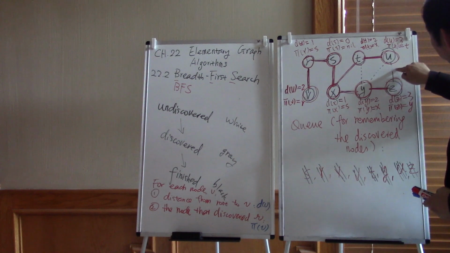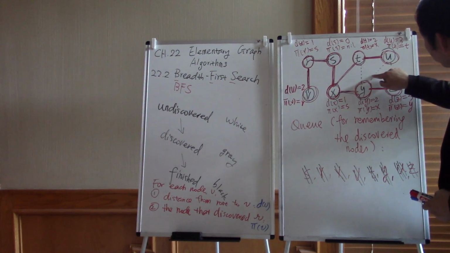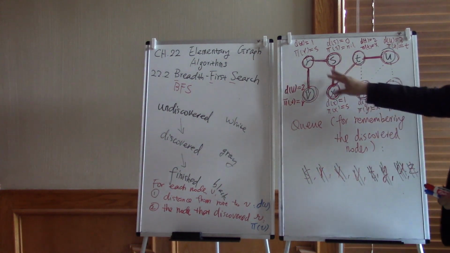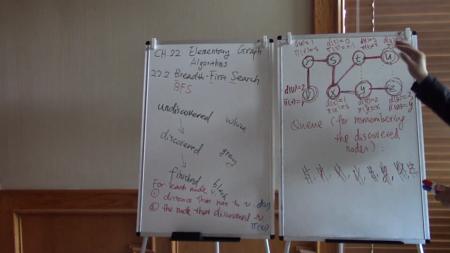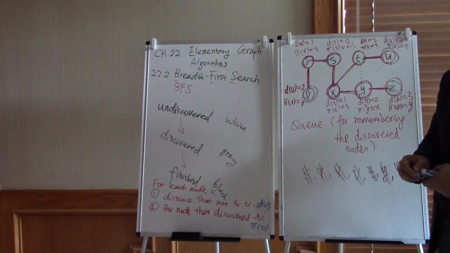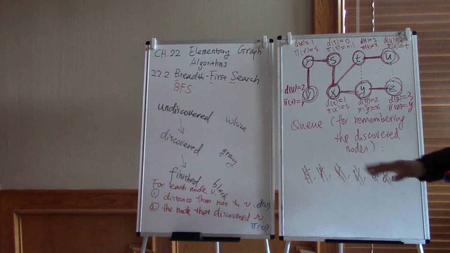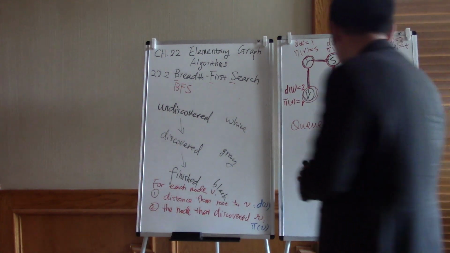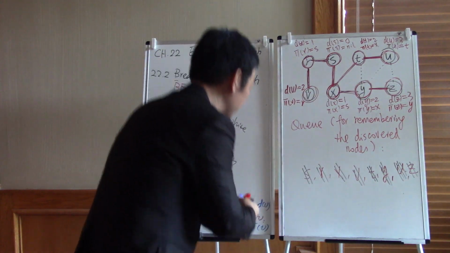And just take a look at these red edges. Do these red edges form a tree? Yes, they do, right? So this is what we call a BFS tree. Okay, and also let's take a look at this queue here. So I want to reproduce the queue that we used.